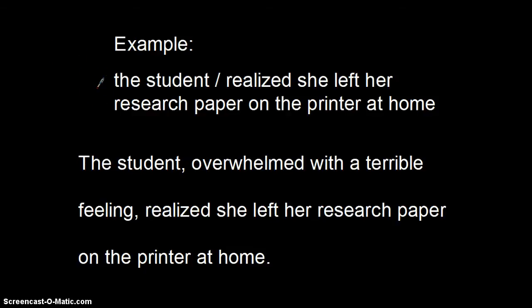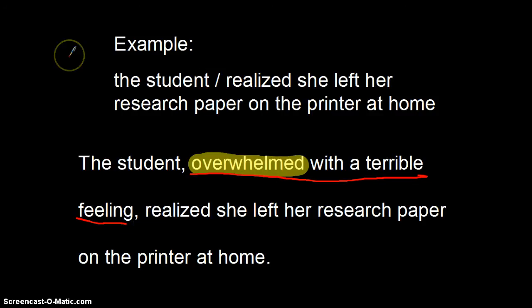All right, so here's my example. The student realized she left her research paper on the printer at home. So I have the student overwhelmed with a terrible feeling. Overwhelmed is my participle and "overwhelmed with a terrible feeling" is my participial phrase. "Overwhelmed with a terrible feeling, the student realized she left her research paper on the printer at home," and I'll draw my arrow back to the student.